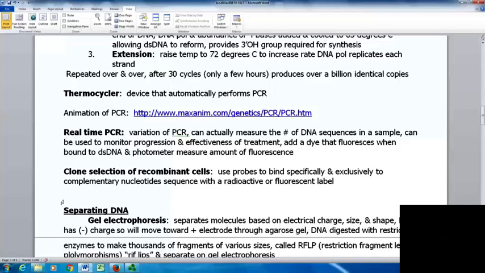So when you're trying to do clone selection of recombinant cells, you can use probes that are going to bind specifically and exclusively to the complementary nucleotide sequences with a radioactive or fluorescent label so that you can identify where they are.